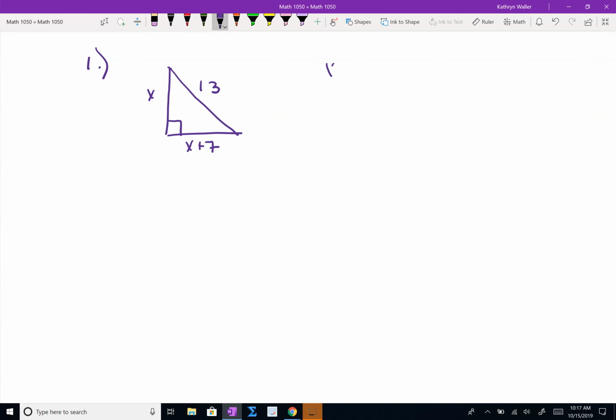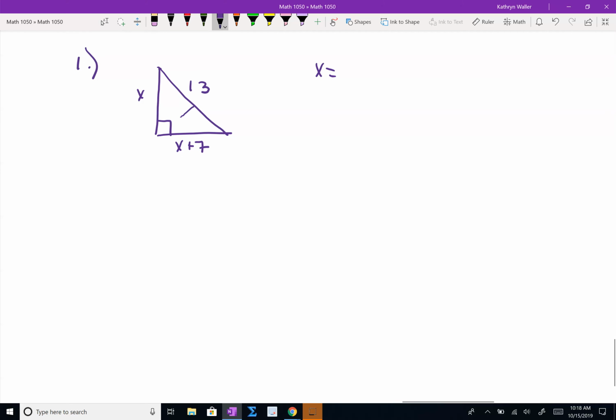Okay, find the value of x. How am I going to do that, guys? Put a 7 on this. Or set it equal to 0. No, good try. It's okay. You're trying. Pythagorean theorem, right?